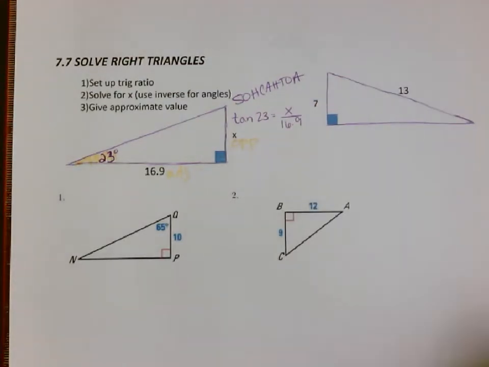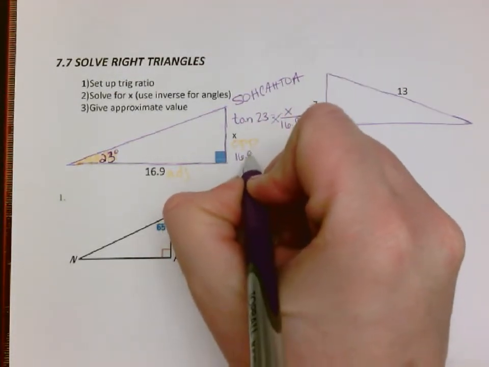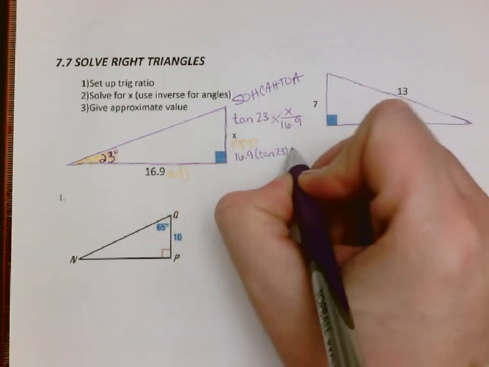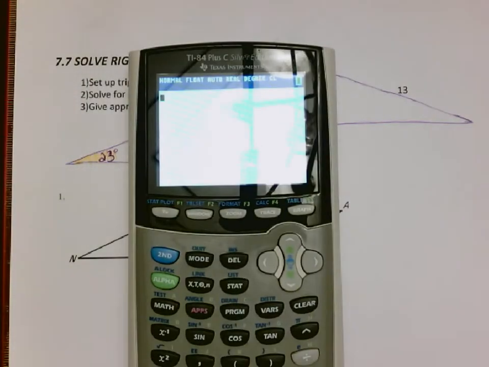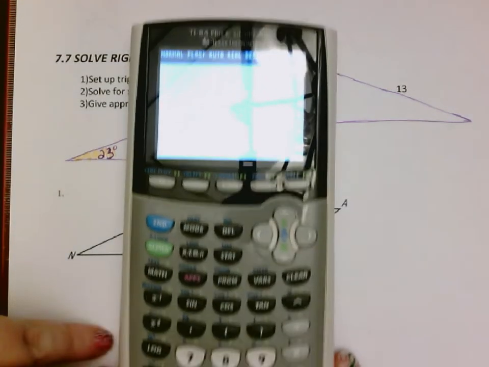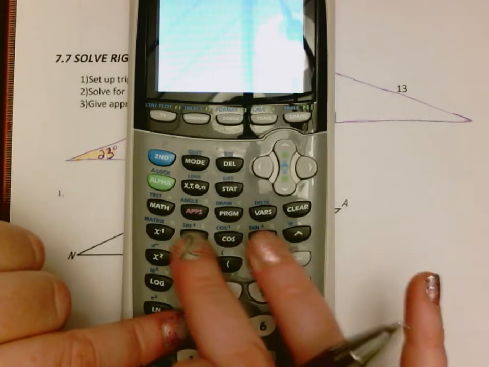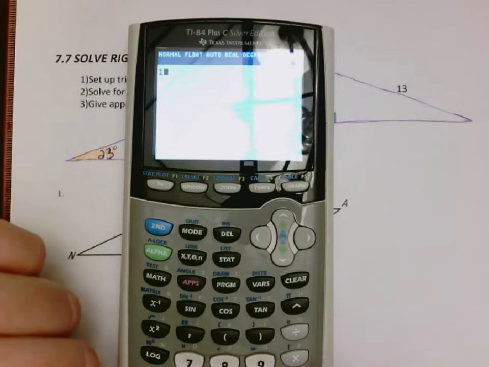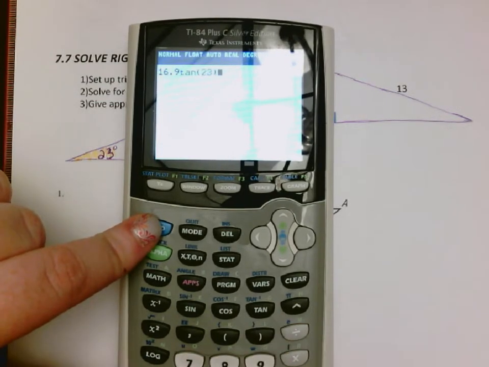Cross multiply. You have 16.9 times tangent of 23 equals x. Plugging that in my calculator, it's a TI-84, but just doing the same thing. Buttons usually are the same, same location: sine, cosine, tangent. The inverses are up above them. But what we're going to do is go 16.9 tangent 23 parenthesis enter.